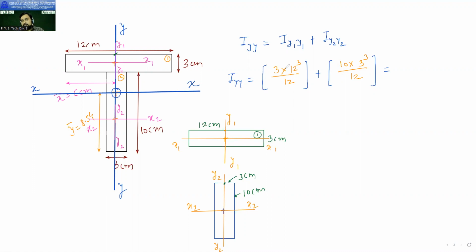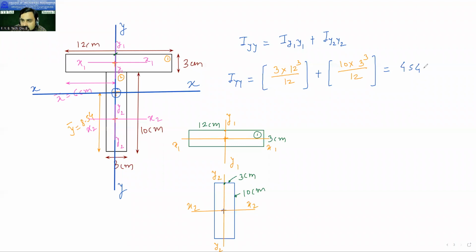Calculate 3 into 12 cube divided by 12 plus 10 into 3 cube divided by 12. What is the final answer? Tell me, what is the answer in 10 raised to... in centimeter raised to the fourth? This is all in centimeters.